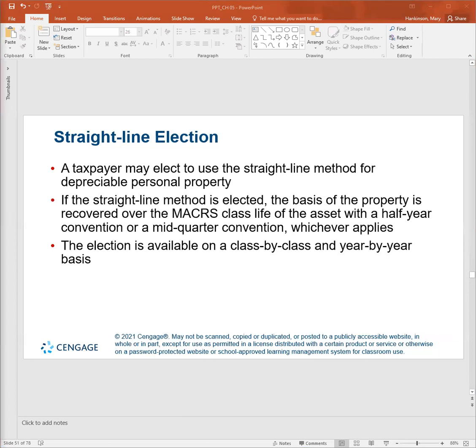Terry puts into service a new 10-year class asset on August 4th of 2020 for $100,000. He elects the straight line method of cost recovery. So Terry's cost recovery deduction for 2020 is $5,000. That's $100,000 times 0.05. His cost recovery deduction for 2021 is $10,000, which is $100,000 times 0.1. And if you look in your book, you can see where I get these numbers from in exhibit 5.7, and it gives you these percentages of what to use for the straight line election.